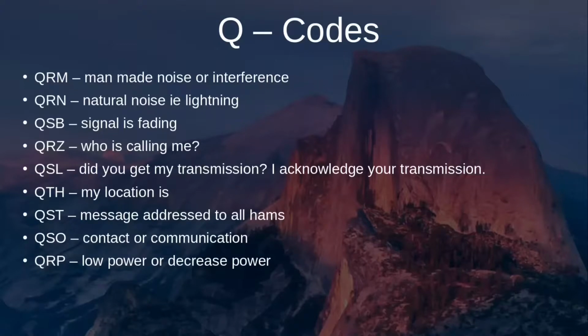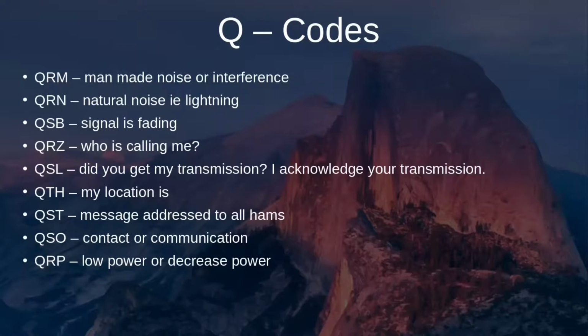And QRZ is very, very commonly used. So QRZ is who is calling me. So you would say, this is November 9 Whiskey India Bravo, QRZ. That means this is my call sign, who just called me.